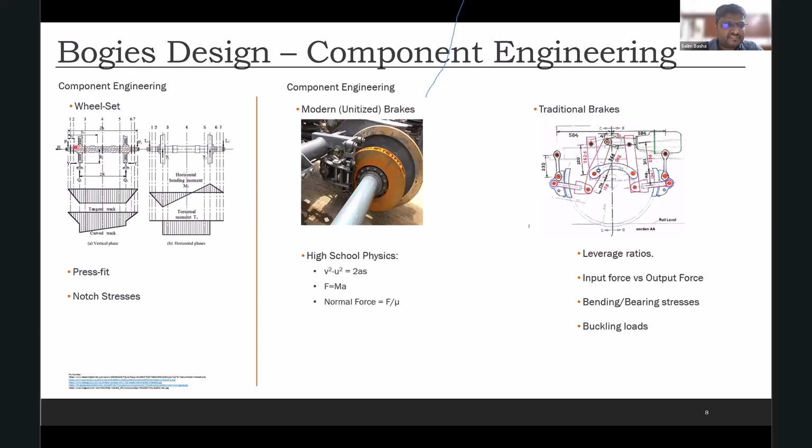And then there are different aspects. The axle will get loaded because of the vertical load.